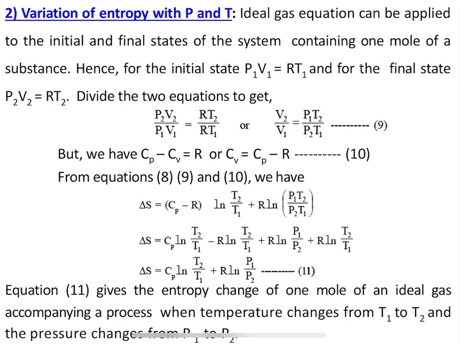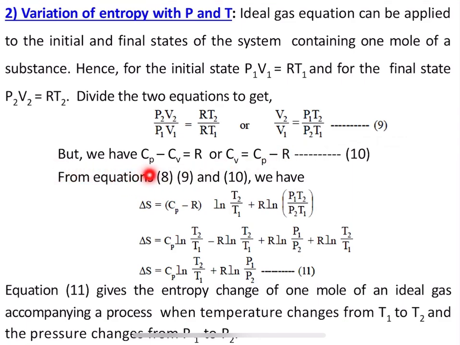The second case is the variation of entropy with pressure and temperature. Here also we do the same thing. The ideal gas equation can be applied to the initial and final states of the system containing 1 mole of a substance. Hence for the initial state P1 V1 equals RT1 and for the final state P2 V2 equals RT2. Dividing these two equations, we get equation number 9.